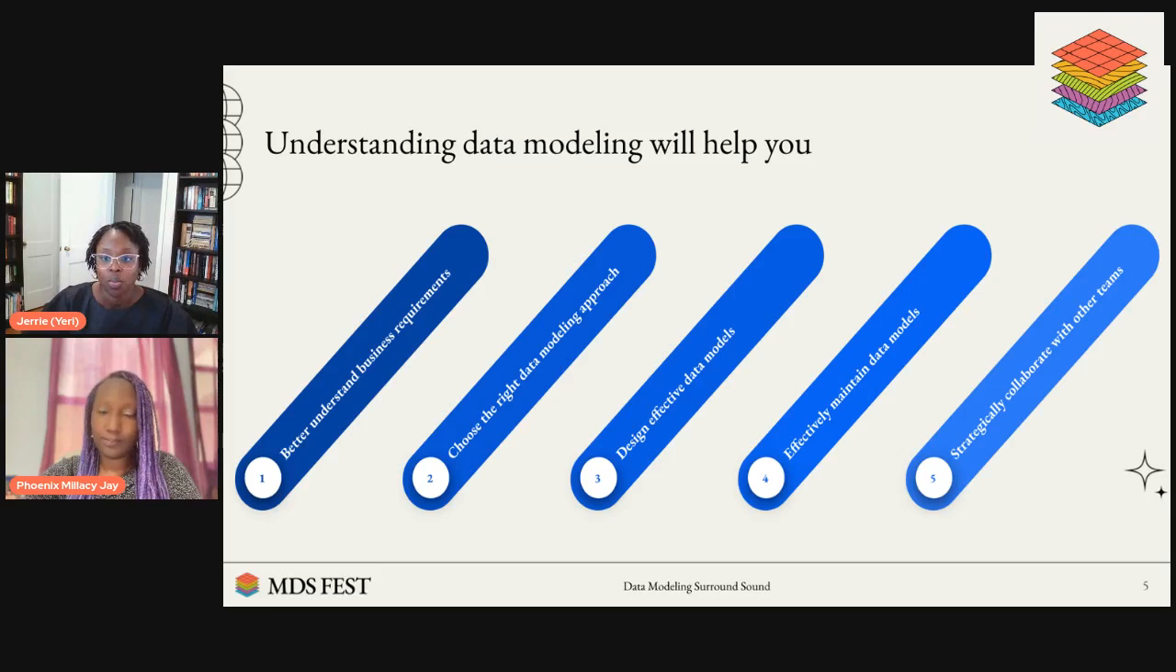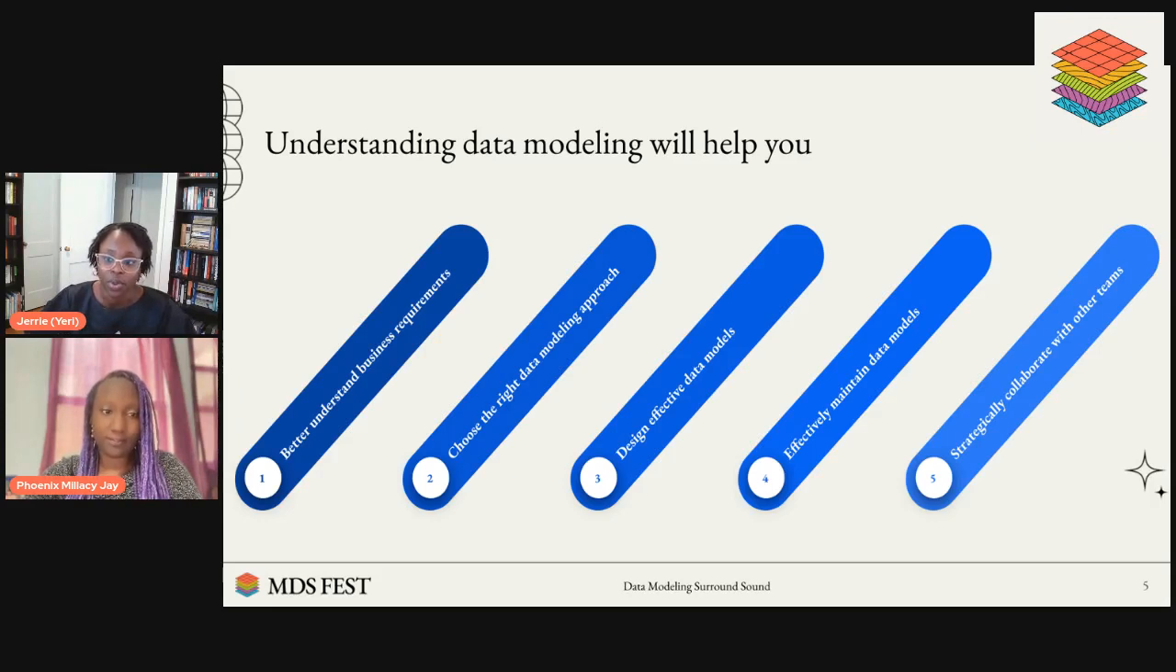And with that in mind, choosing the right data modeling approach means that someone needs to have an opinion about how information needs to be organized. It also means you need to understand your data infrastructure. So what tooling are you using? How is your data stored? How do you worry about things like cost and efficiency, right? All these different things maybe you don't always think about, but understanding what approaches resonate with your organization is essential.